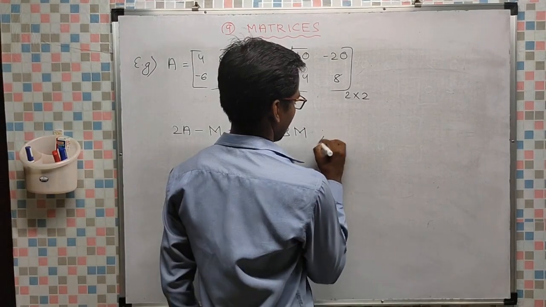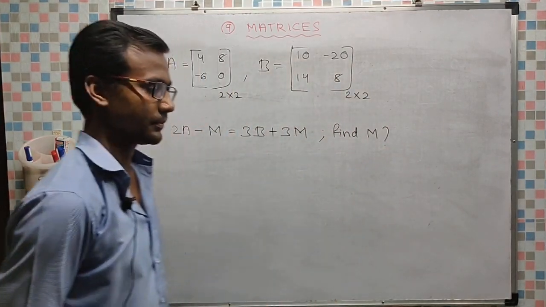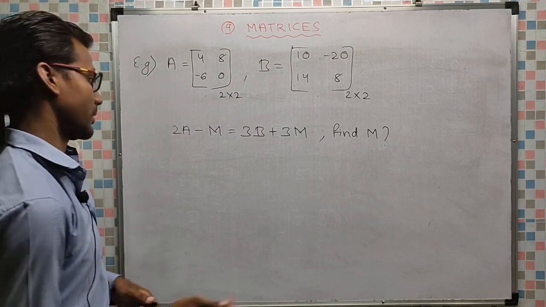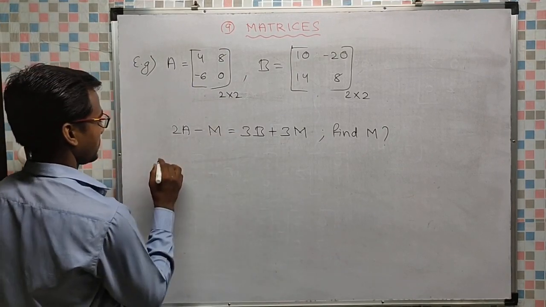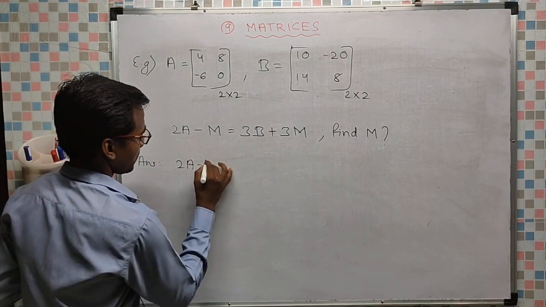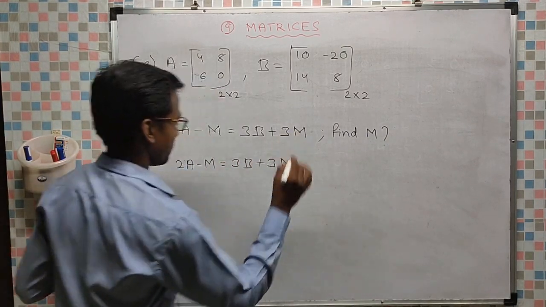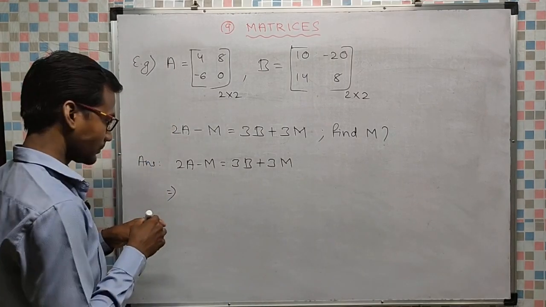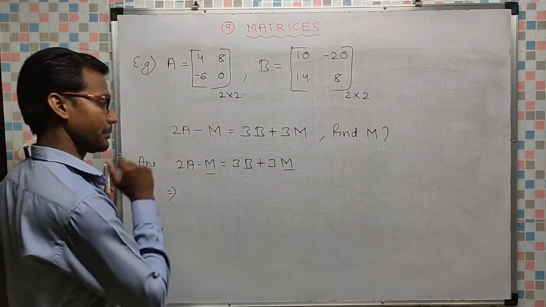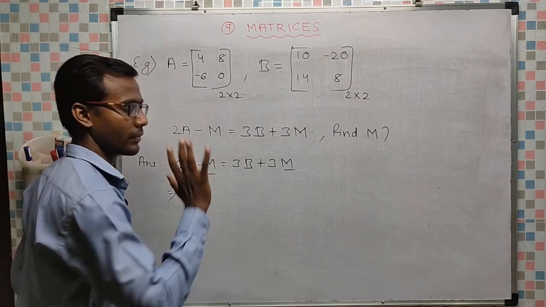Find M. It is just like solving a linear equation. So start from it. 2A minus M is equal to 3B plus 3M. This implies that our target is M, so I have to make M the subject of the equation.